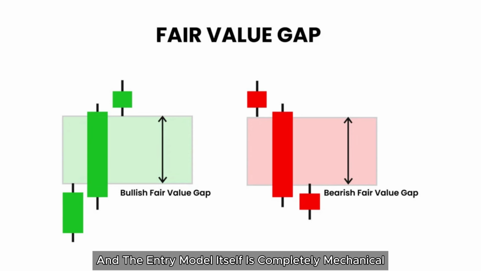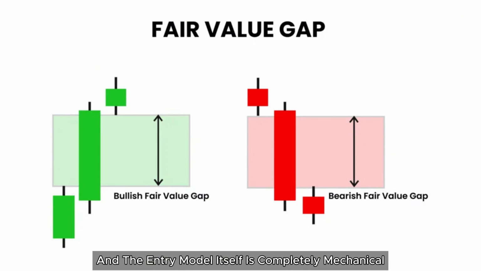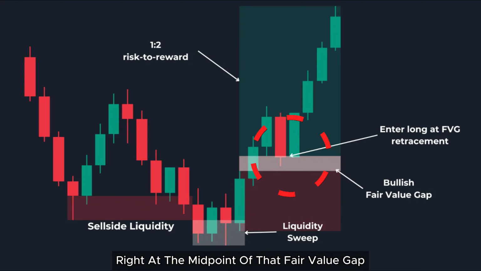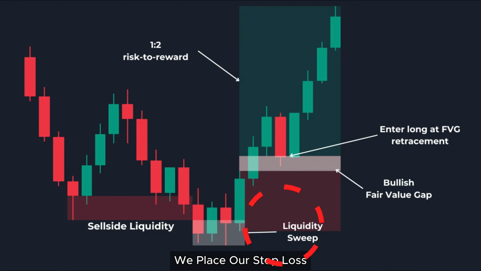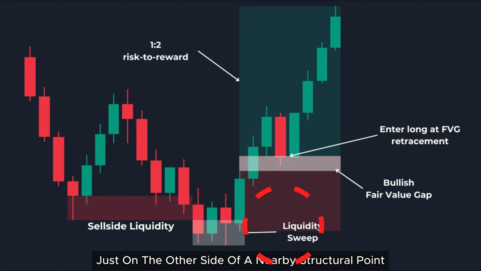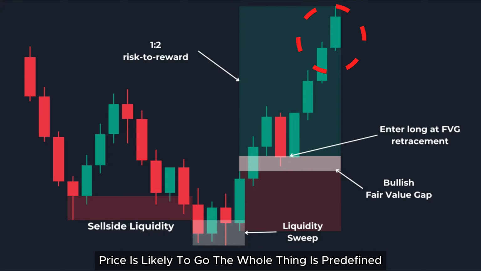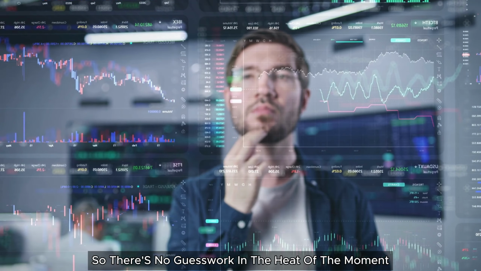And the entry model itself is completely mechanical, which is the beautiful part. We aim to get in right at the midpoint of that fair value gap. We place our stop loss just on the other side of a nearby structural point. That's our line in the sand. And our profit target is the next logical place price is likely to go. The whole thing is predefined, so there's no guesswork in the heat of the moment.